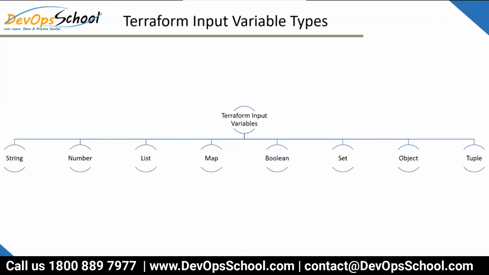Those of you coming from a Python background probably know these. It's almost the same actually. In the Go language also, these are the variable types you can find: string, number, list, map, boolean. In this session, we will try the string, the number, the list, the map, and the boolean.